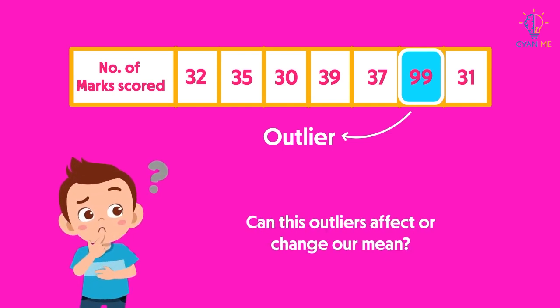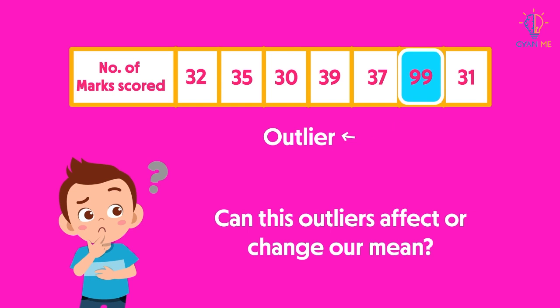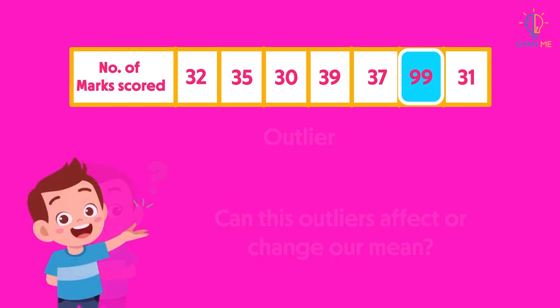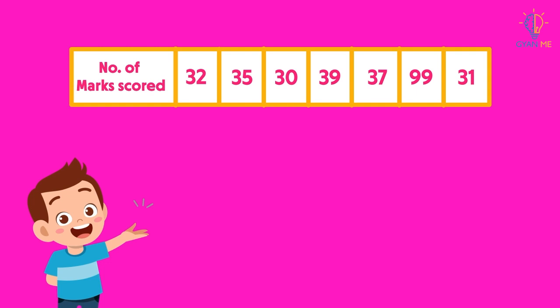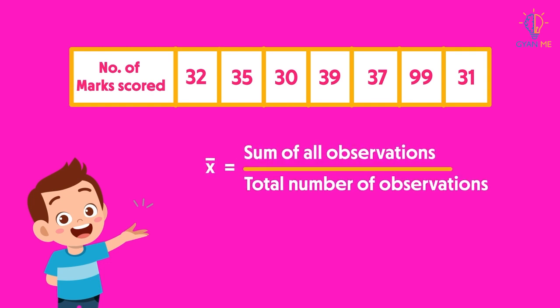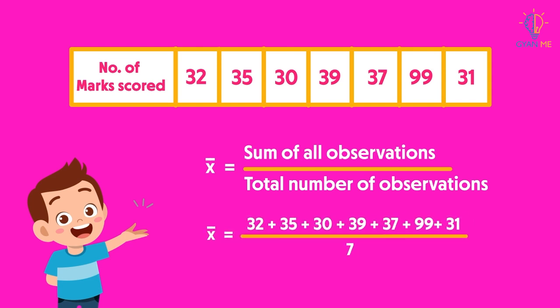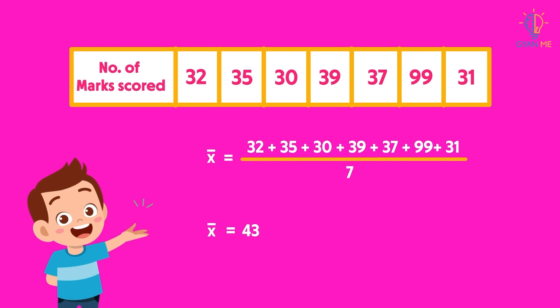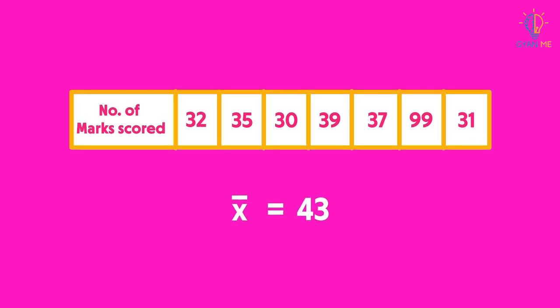So the question is, can this outlier affect or change our mean? Let's see. First, let us calculate the mean of this data. To do that, just add up all the values and divide it by the total number of values, that is 7. Doing this, the average for this data turns out to be 43. Now you can observe that 43 doesn't really seem to represent how the class is performing. As we see, all students are down in the 30s.